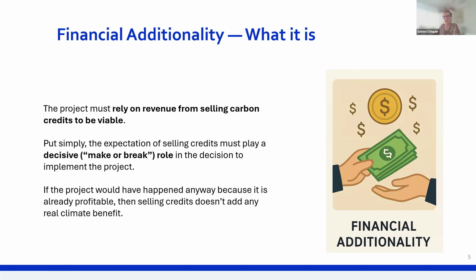For example, a DAC plant would very likely only get built because investors expect income from credit sales to actually generate negative emissions, and therefore is financially additional. But if we take a profitable bioenergy plant that decides to capture CO2 to save on energy costs, then that would not qualify.